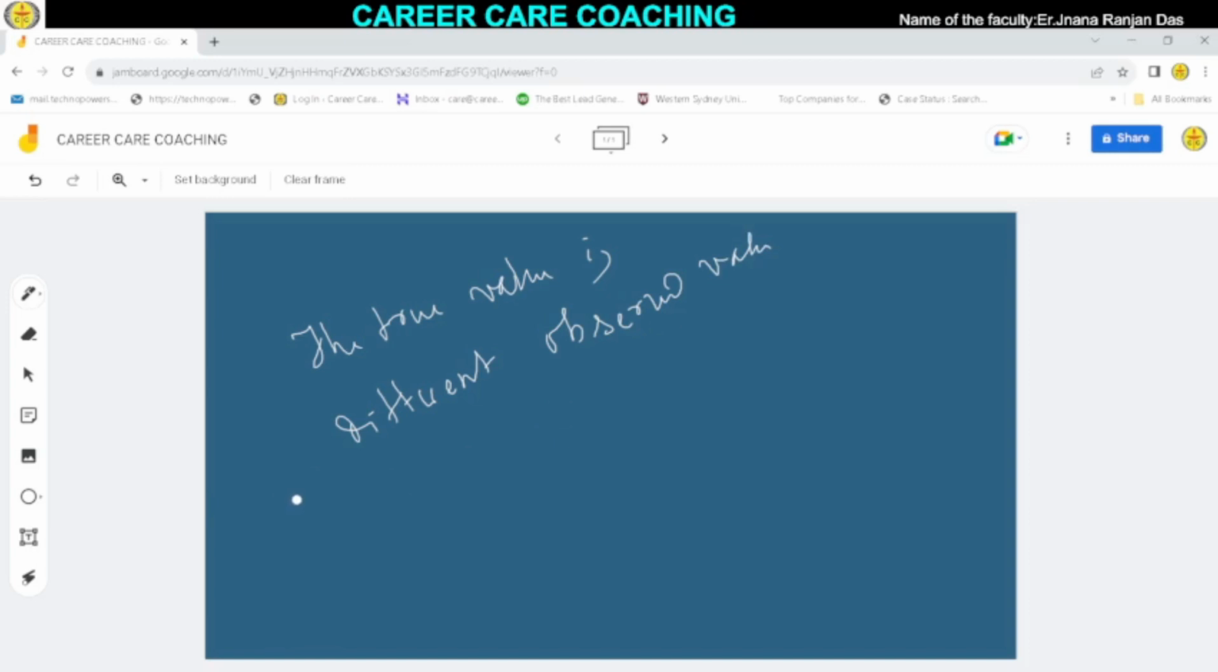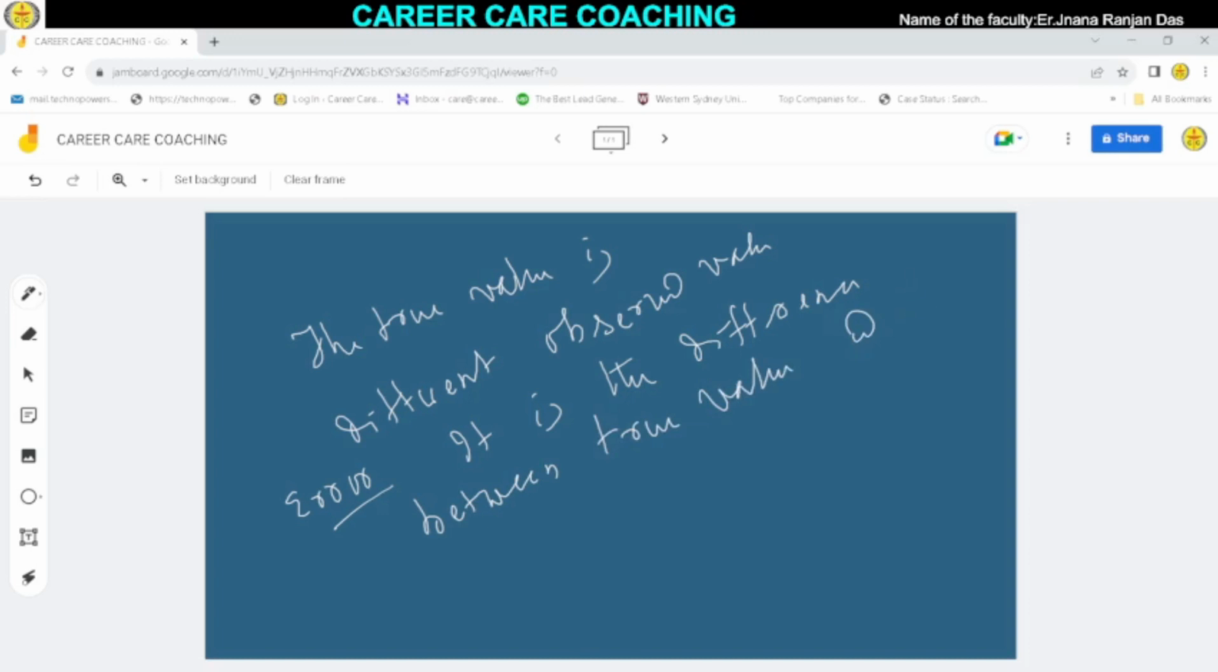What is error? On average, we make an idea that it is the difference between the true value and the measured value. So accordingly, the measured value may be more than the true value or less than the true value. Accordingly, the error may be positive or negative.